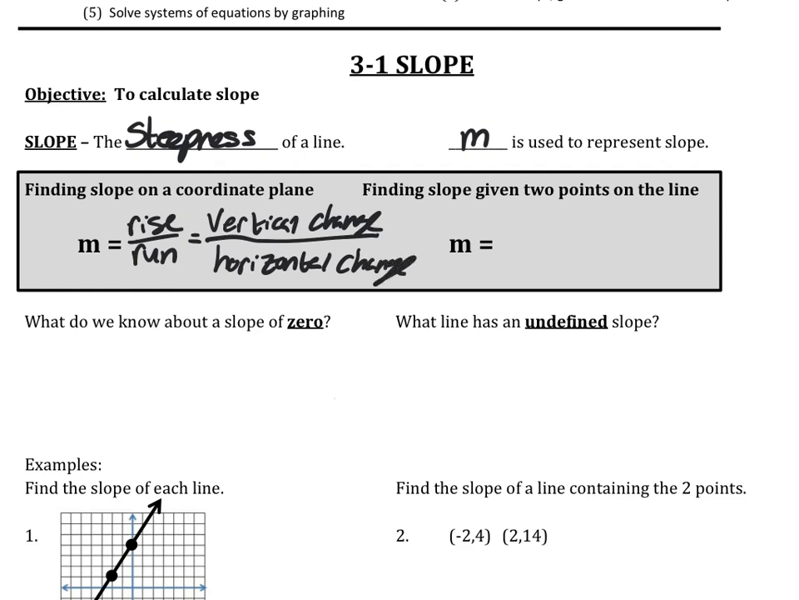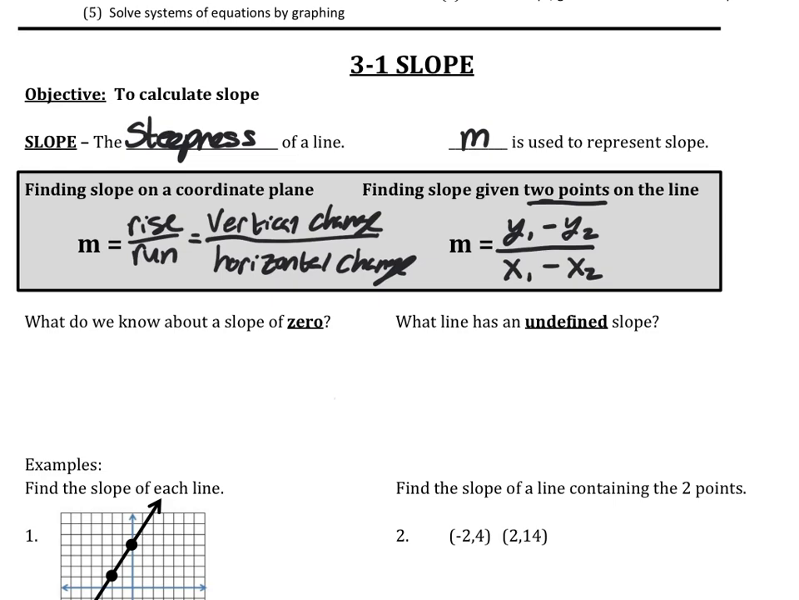When we don't have a graph, but we are given 2 points that are on the line, we can still find slope. And we're still going to use this vertical change divided by horizontal change, except we're going to be using some actual values this time. So we're going to be taking our first y value minus our second y value to give us that vertical change. We're going to divide it by our first x value minus our second x value to get that horizontal change. And we're going to go ahead and see this in action in just a minute here.